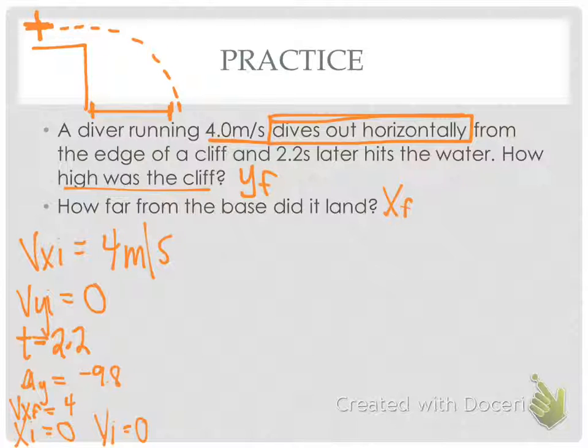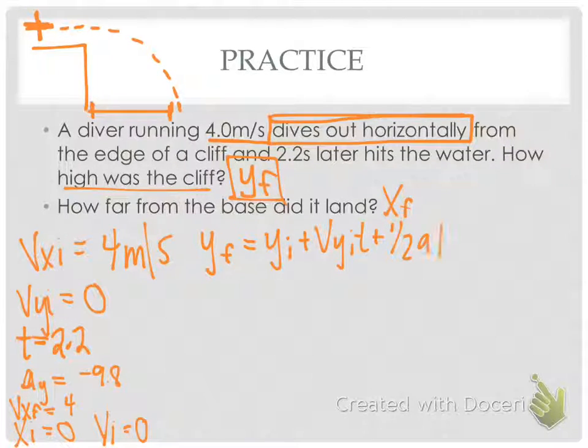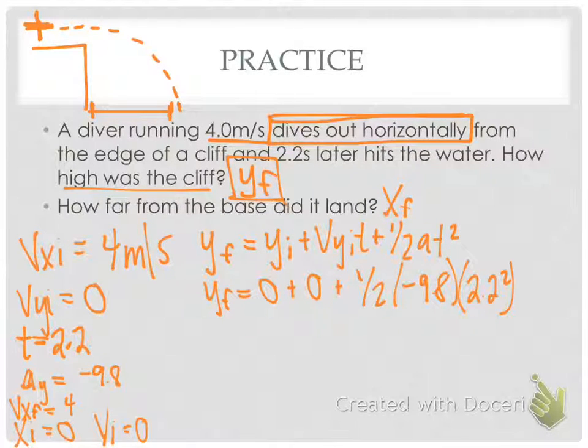Okay, good. So let's go ahead and solve for y final. What equation could we use to solve for y final? The second one. Yep, good. So y final is 0 plus 0 plus 1/2 times negative 9.8 times 2.2 squared. Remember again, only your time variable is one that's squared. All right, so our y final value, I got something around negative 23.7.